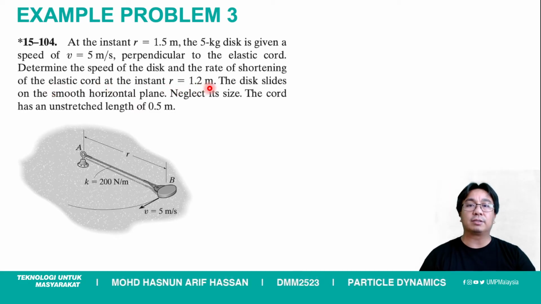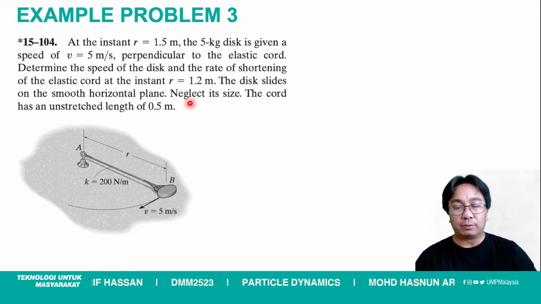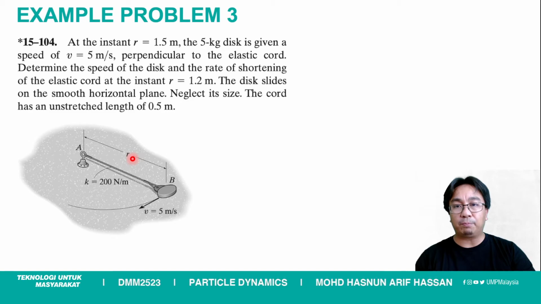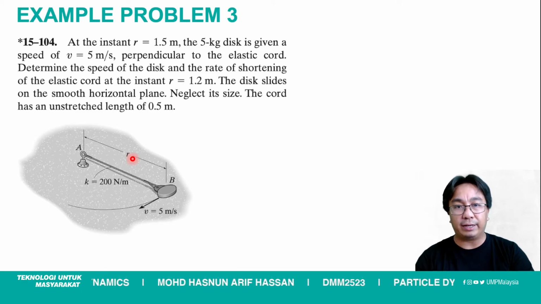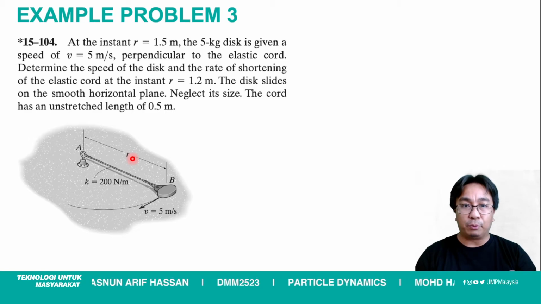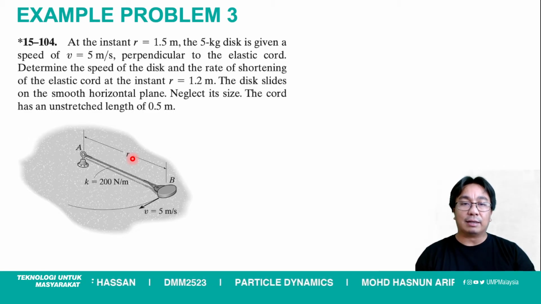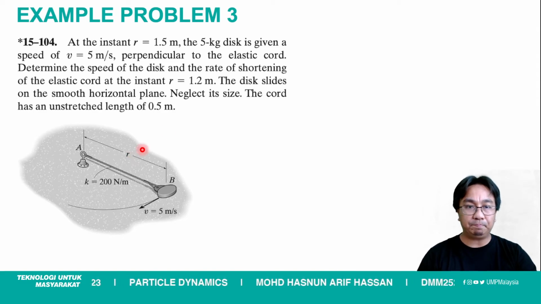So because the cord is getting shorter and shorter, it starts from r equals 1.5, then the length of the cord gradually reduces. What we want to find is the speed of the disk when r equals 1.2, and the rate of shortening at this moment.